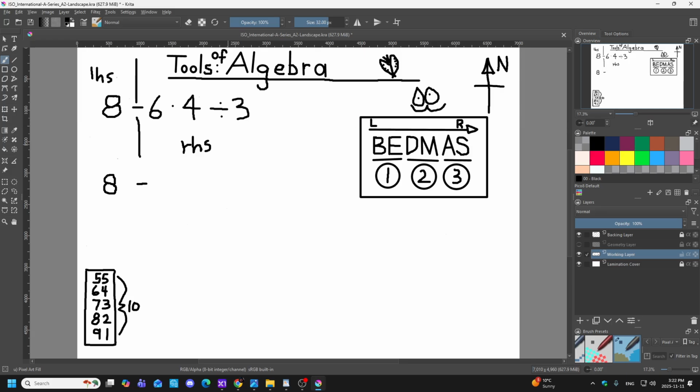So, commonly, if there are no brackets, then you go with the concept of left to right. Okay, so we're going to work the problem left to right. So this means we're going to be doing the 6 times 4 first. Quickly.